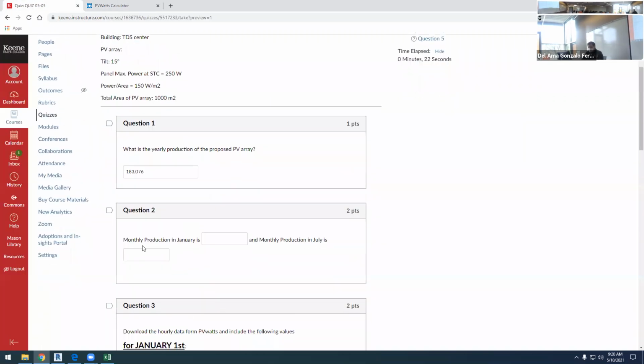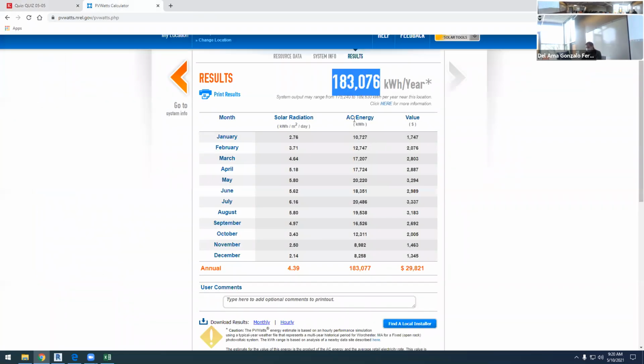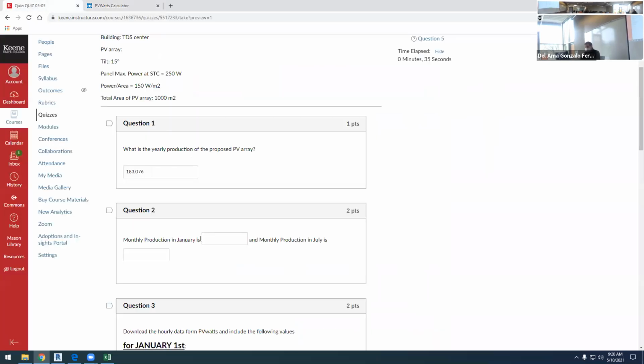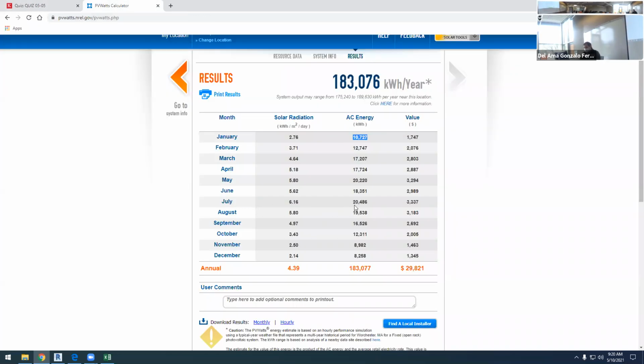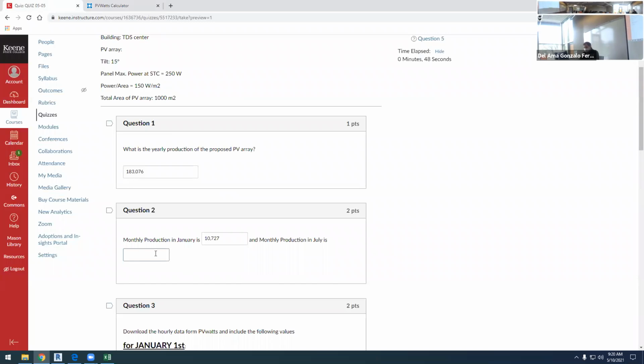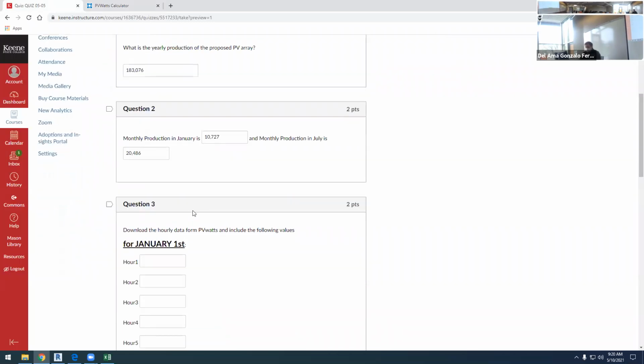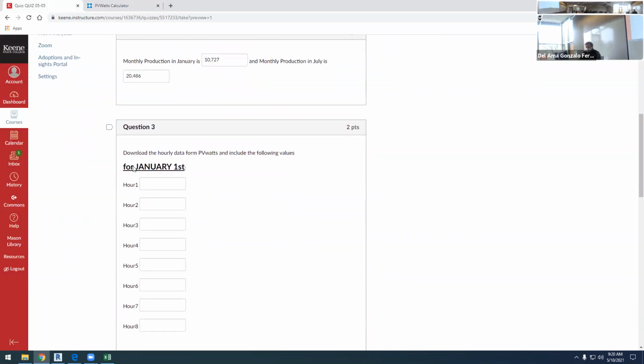Second, what is the monthly production in January? In January, we always have to look at this column, the AC energy. So in January it is 10,727. And what is the monthly production in July? In July it is this one.